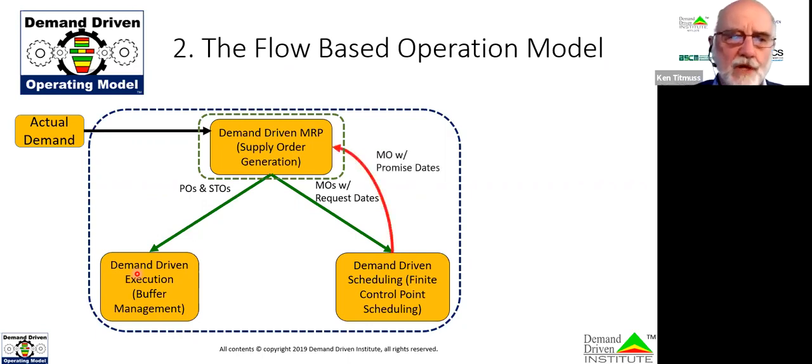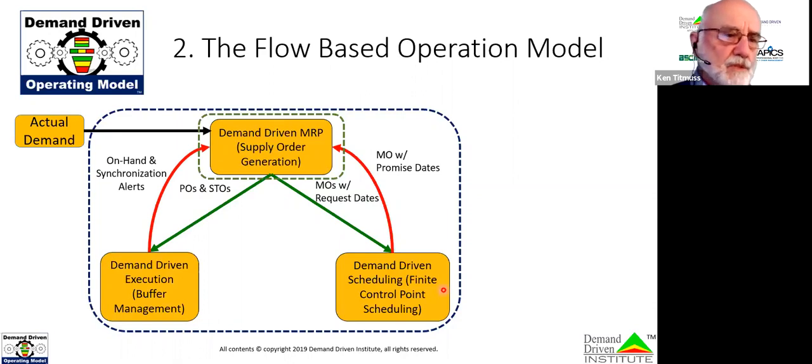But we get feedback. So those manufacturing orders that are coming down to the finite scheduling will get promise dates coming back from there. We request a date, but the promise could be slightly different. And the same thing happens with the purchase orders and stock transfer orders we send down to the demand-driven execution section of the demand-driven operating model. And we get these on-hand and synchronization alerts coming back.